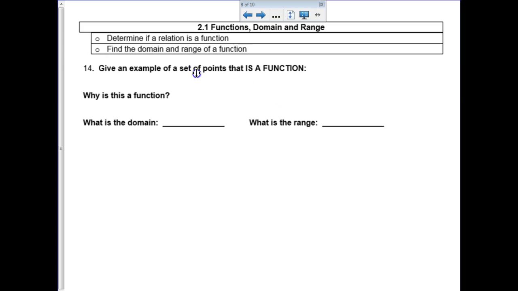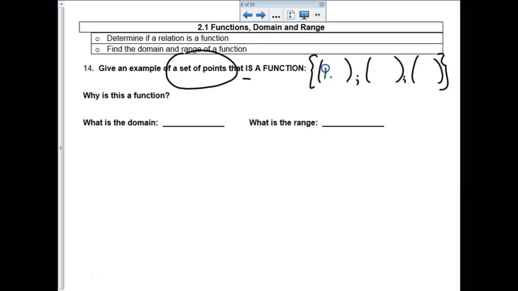Alright, give an example of a set of points that is a function. So the idea of a set of points being a function, you don't have to use the set brackets, but give me a couple ordered pairs, maybe 3 of them. It doesn't really matter, just more than one ordered pair. And I'm going to go 1, 2, 2, 3, and 3, 4. The reason this is a function is because every x is paired with only one y.